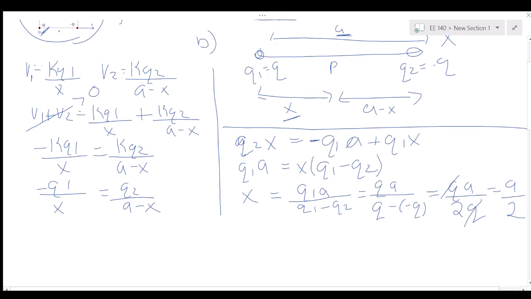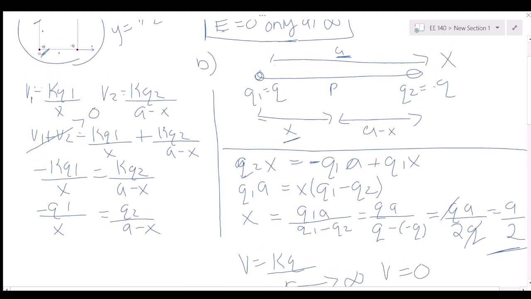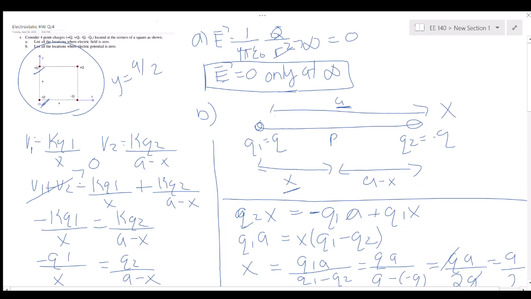The other point where potential is 0: our potential equation is V equals KQ over R. When R goes to infinity, our potential is 0. So that's another point, infinity and A over 2. And that is it for this problem.